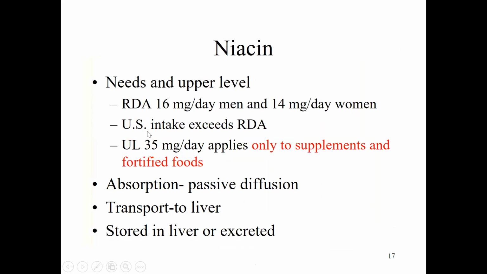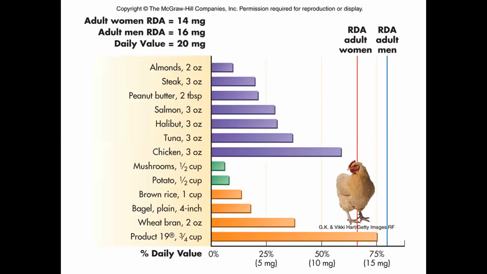Usually in the United States, we get plenty of niacin, so our intake exceeds the RDA. There is a UL, or upper limit of safety, of 35 milligrams. This is only for supplements and fortified foods. So the form of the vitamin that they use for supplements and fortified foods can build up and become toxic. The form of the vitamin in protein and found naturally in the foods is not considered to be toxic.